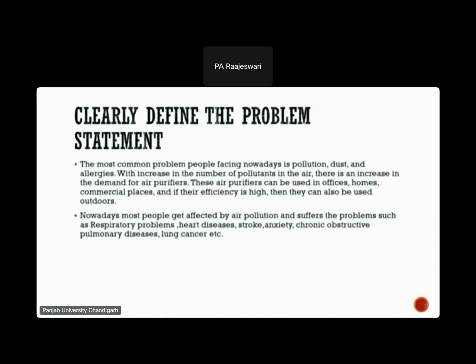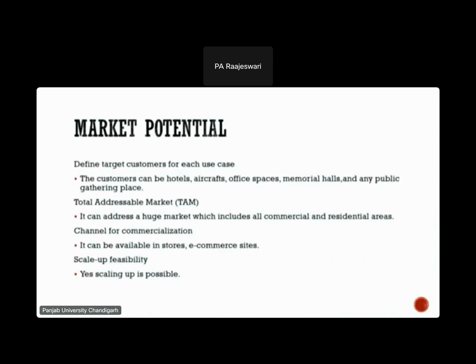Nowadays, most people get affected by these pollutants and air pollution, with which a lot of problems are created, like respiratory problems, heart diseases, pulmonary bronchitis, etc. So we have developed this project, the Smart Air Purifier, in which we are targeting the customers in the industries and also the domestic and the commercial customers.